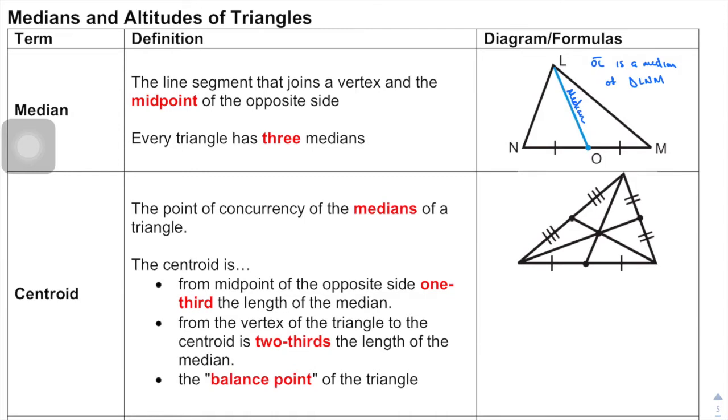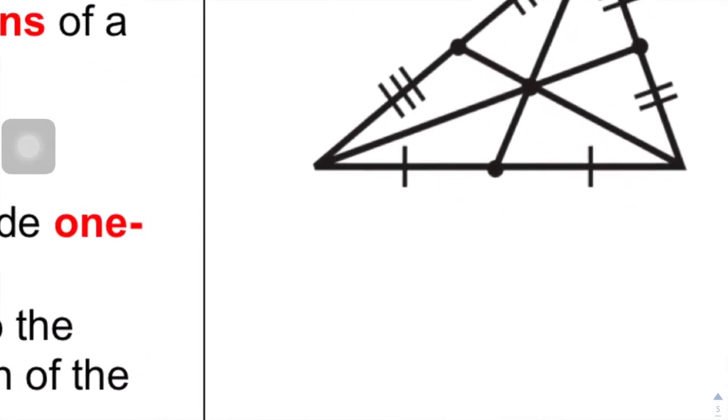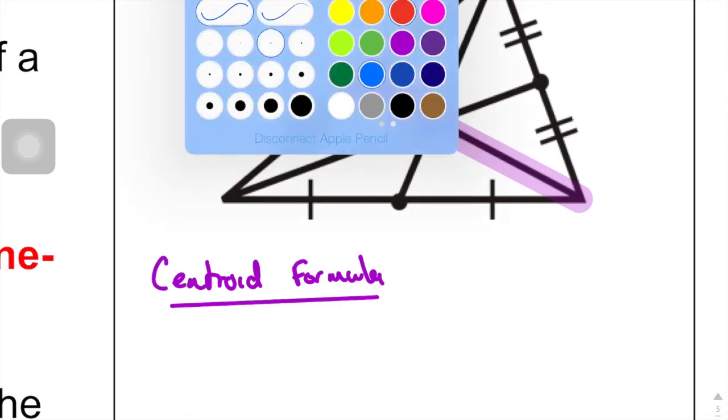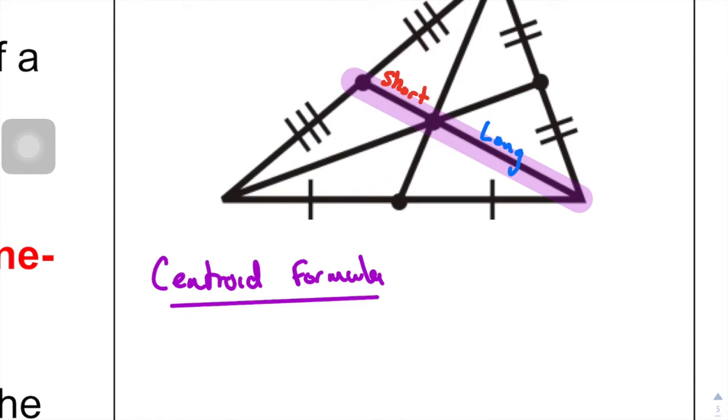This then leads us to a particular formula known as the centroid formula. With the centroid formula, as with most formulas, we have to define some pieces here. So I'm going to highlight a median, and we'll define some pieces of it. We have what we call the short piece. That's always going to be from the midpoint to the centroid. And we have a long piece. That's always going to be from the centroid to the vertex.